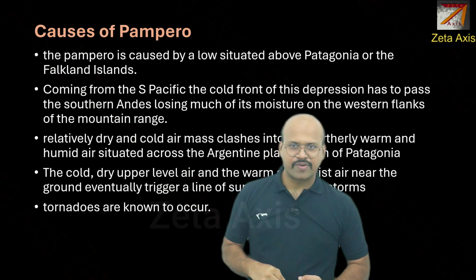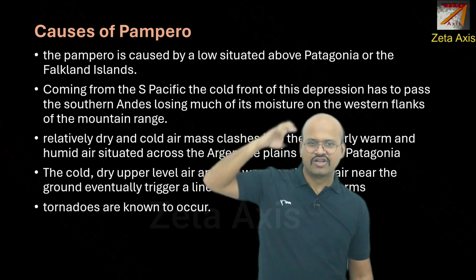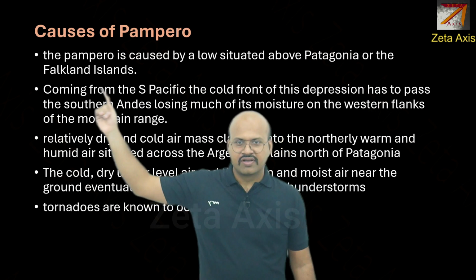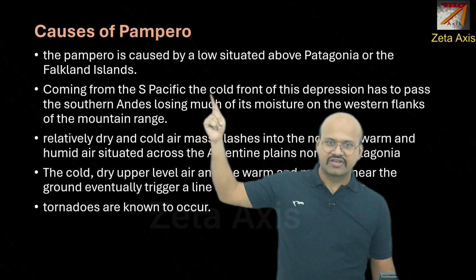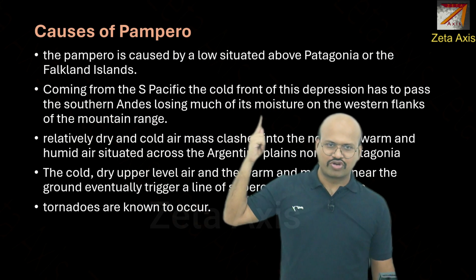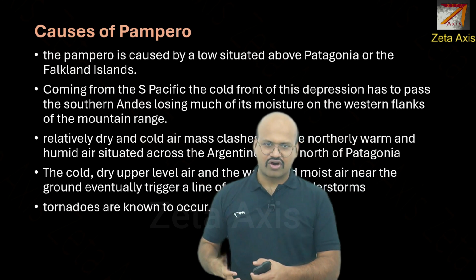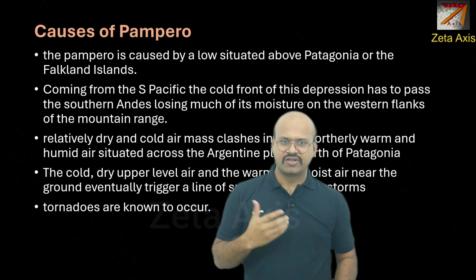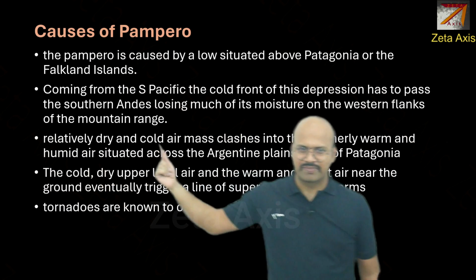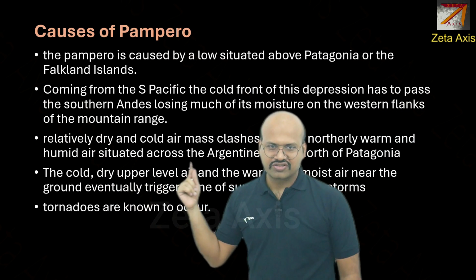What are the causes of pampero? We can summarize. Pampero is caused by a low situated above Patagonia. So above the Patagonia region, a low pressure will be created. So the winds will come from the South Pacific. The cold front of this depression has to pass the southern Andes, losing much of its moisture on the western flanks of the mountain range. So as these winds cross the Andes, they will lose moisture on the western side of the Andes, giving much rainfall.